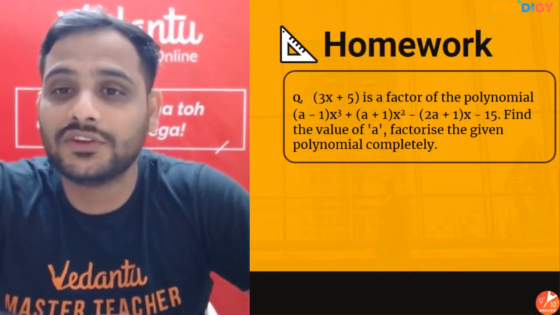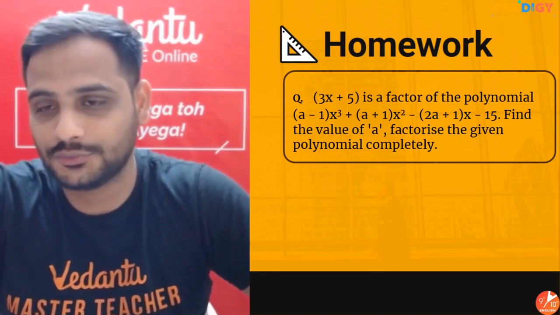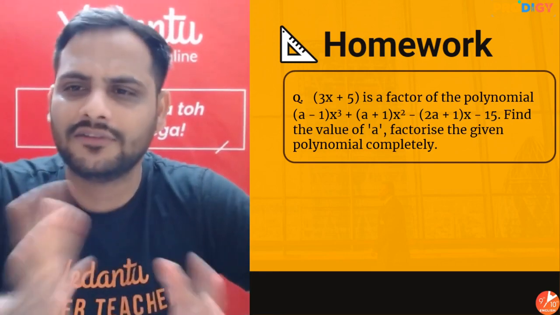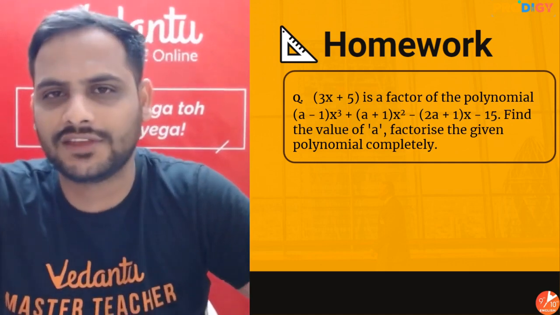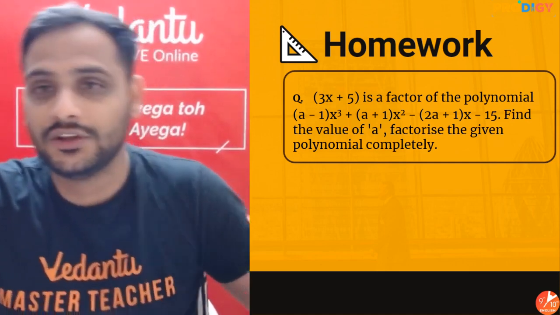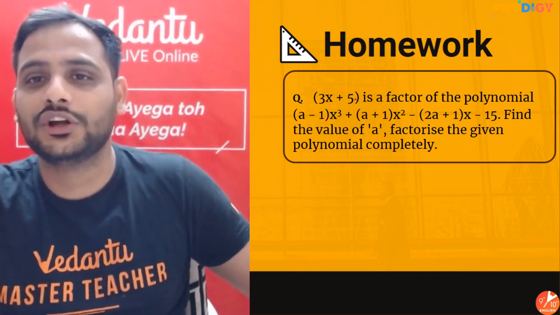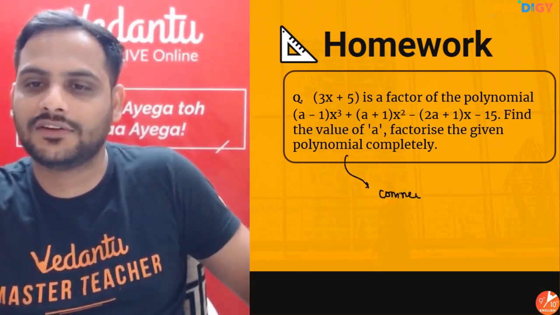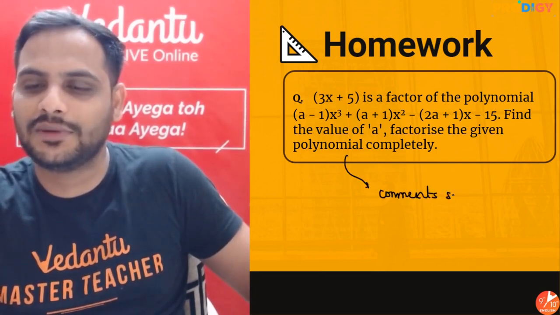Okay beta. Now this is one homework question which I am giving you. 3x plus 5 is a factor of the given polynomial. Find the value of a and factorize this given polynomial. Okay bachcho. So this is your homework question, and I want you to answer this question in the comment section. Alright, I'll wait for your answers beta in the comment section.